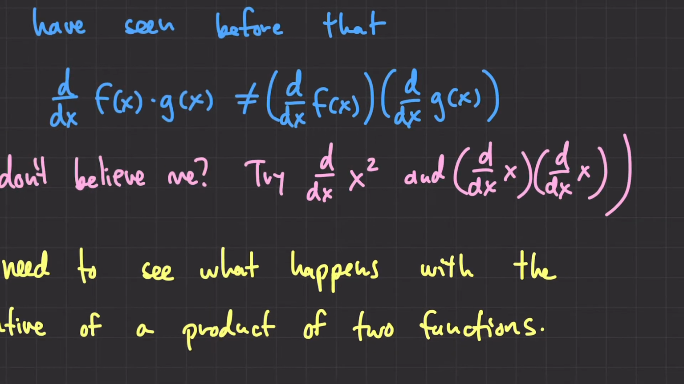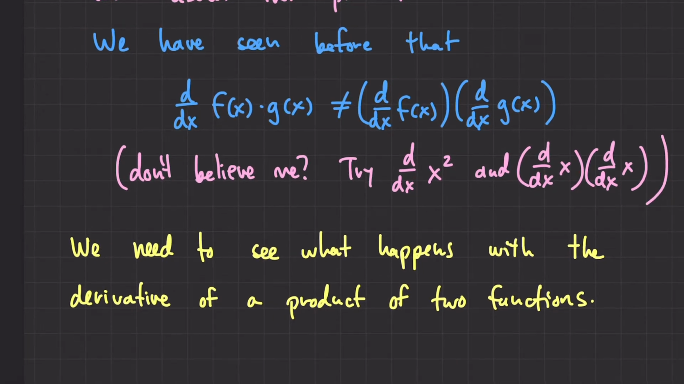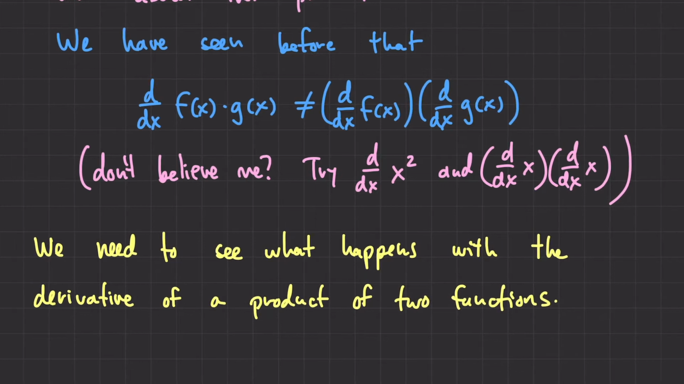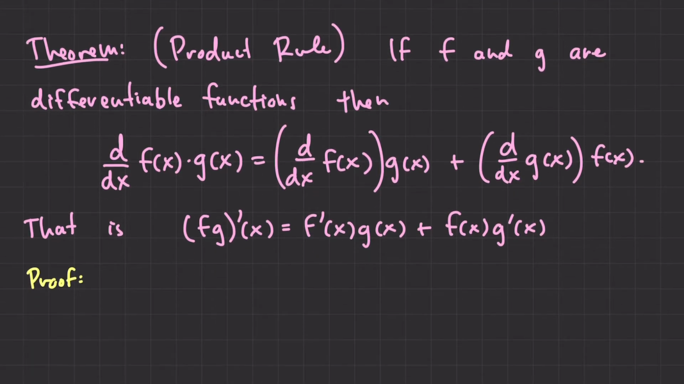We can't just multiply their derivatives together. That's not how it works. So we need to see what happens with the derivative of a product of two functions, and that's what the product rule is telling us about. So that brings us to a theorem.